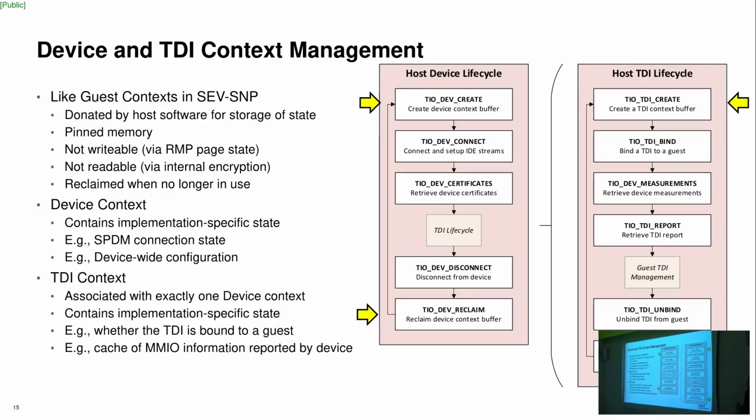So if you're familiar with SNP, we have a thing called a guest context page. This is a buffer in memory that the hypervisor donates to the ASP, and the ASP stores a bunch of context information about that guest for the purposes of SNP. So in this way, we have kind of extended that concept to devices and TDIs. So we'll have a context page for a device that'll contain a bunch of stuff like the SPDM state, and then we'll have a TDI context that will describe the information about what we expect the state of the TDI to be. These commands highlighted here are largely memory management commands, so we're able to allocate and reclaim them.